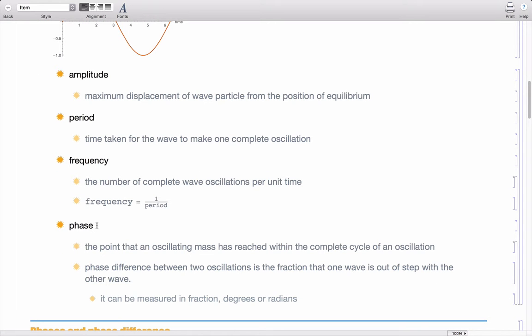The last important term that we like to know is called the phase. A phase is basically the point that an oscillating mass has reached within the complete cycle of an oscillation. The phase difference between two oscillations is the fraction that one wave is out of step with the other wave. And this phase difference can be measured in fractions, in degrees, or in radians.